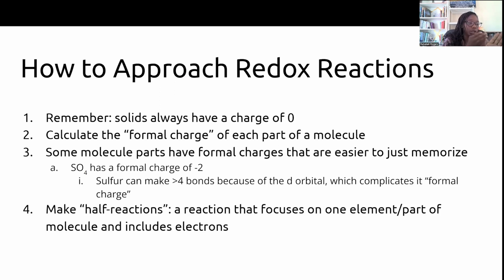In order to figure these things out, it's easiest to separate these into half reactions, where each part of the molecule that's moving becomes its own reaction with its products and reactants.